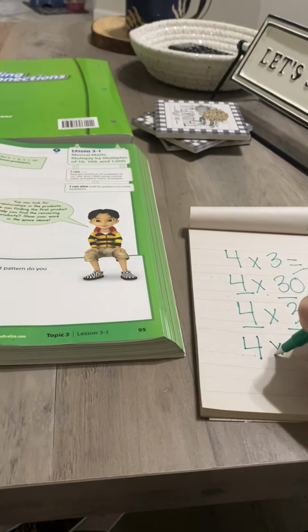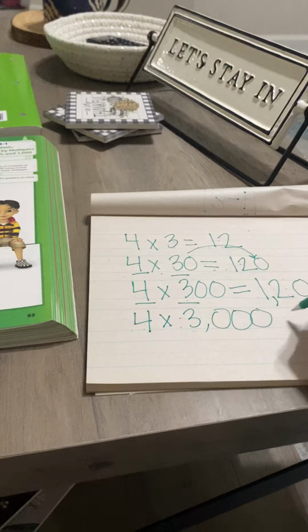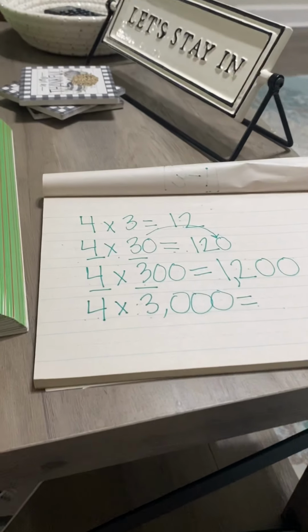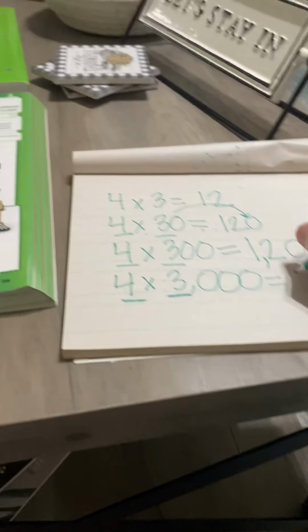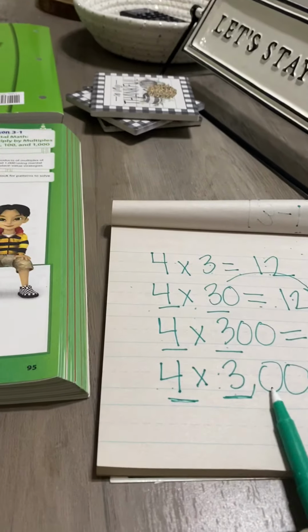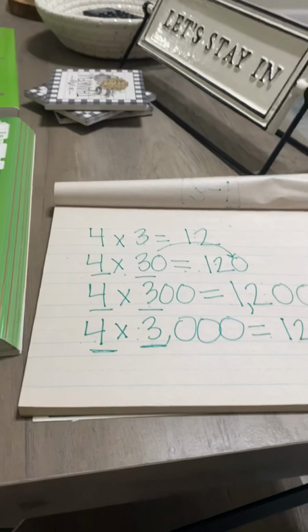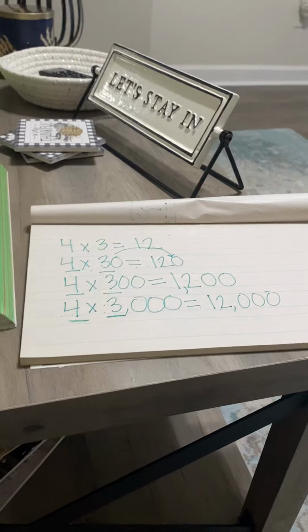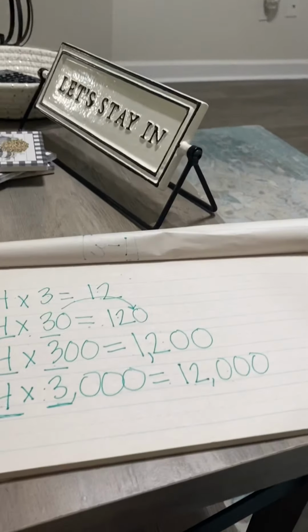So I do 4 times 3,000. I might not quite know that off the top of my head, but I do know 4 times 3, which is 12. And then I add my 3 zeros. 1, 2, 3. So 4 times 3,000 is 12,000. Awesome. All right, let's do one more.